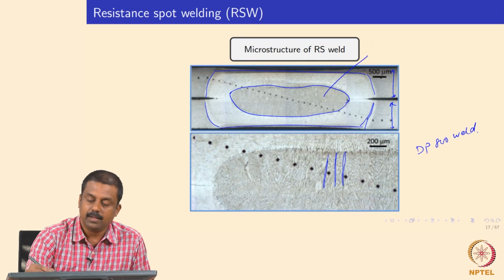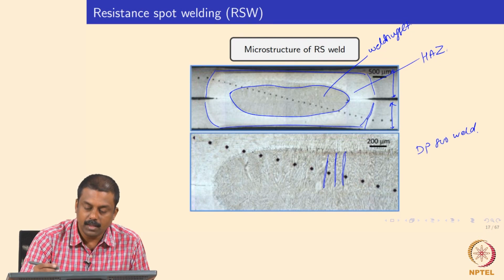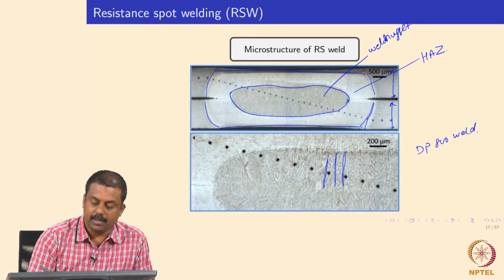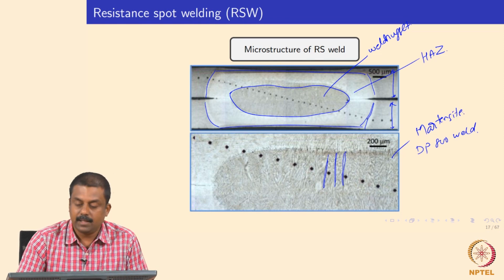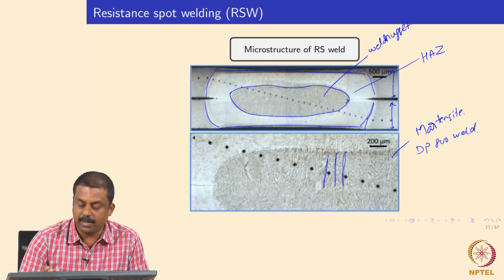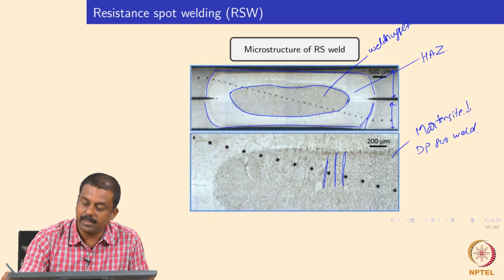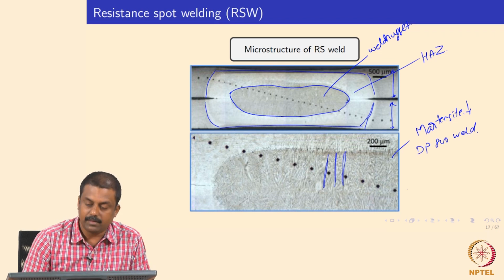So, this is your weld nugget, and this is your heat affected zone. And you also have a complete martensite transformation here because of the cooling rates during resistance spot welding. We do not apply them, but it actually cools at an extremely rapid rate. And these black dots here are irrelevant, which are just hardness measurements we carried out on these welds.